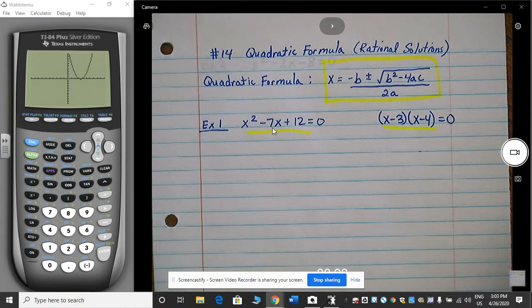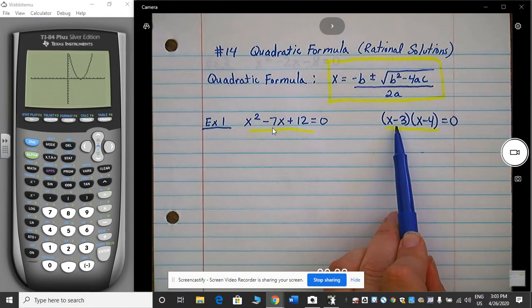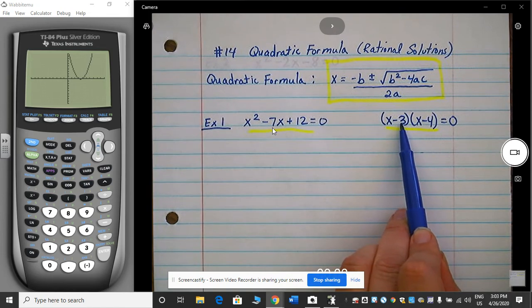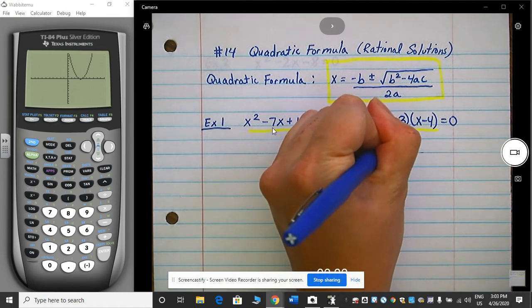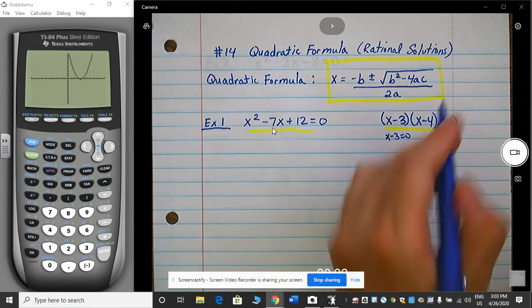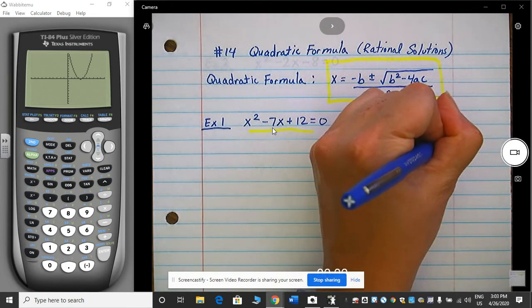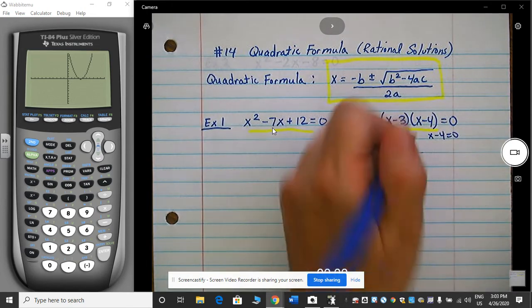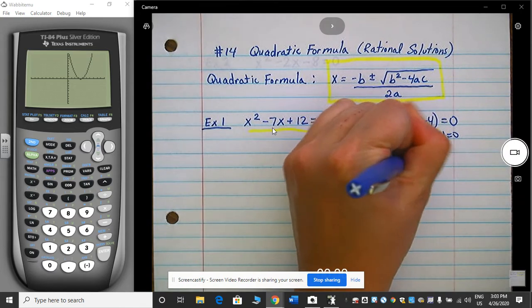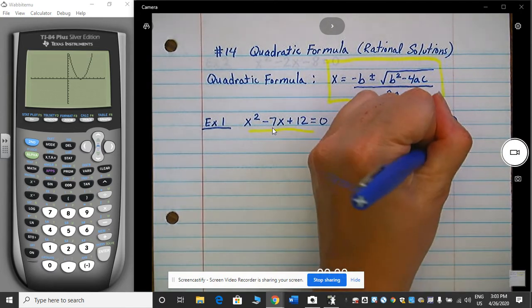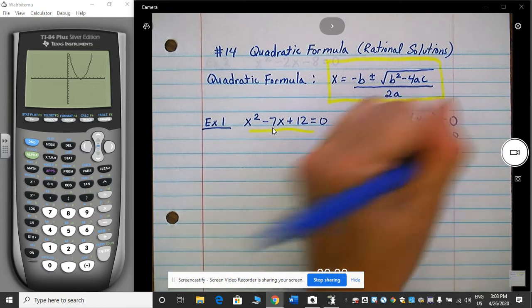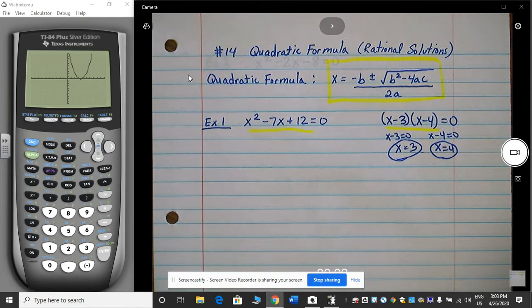Then to take it a step further, you can do the zero product property, which says x minus 3 is equal to 0, or x minus 4 is equal to 0. In this situation, x would be 3, and in this situation, x would be 4. And so if I'm looking at the graph, it would be x equals 3, there'd be a solution there, and then x equals 4 would be another one. And so graphically, that's what's going on there.